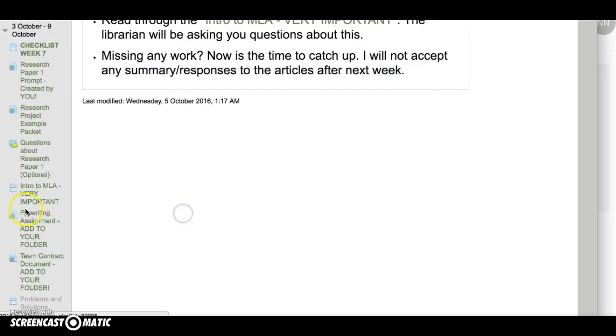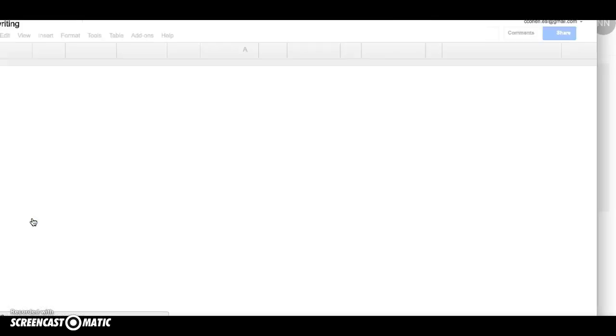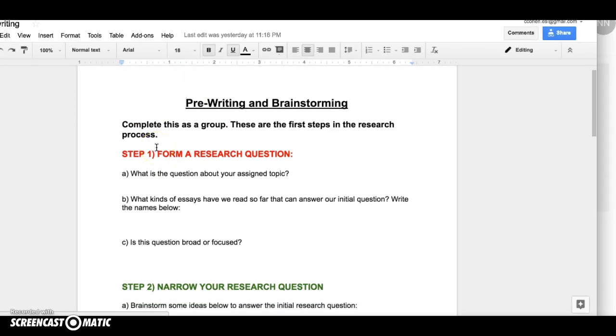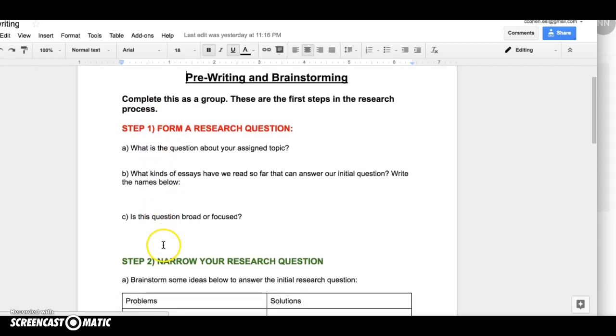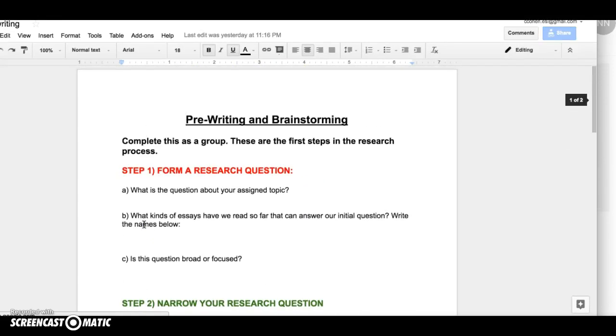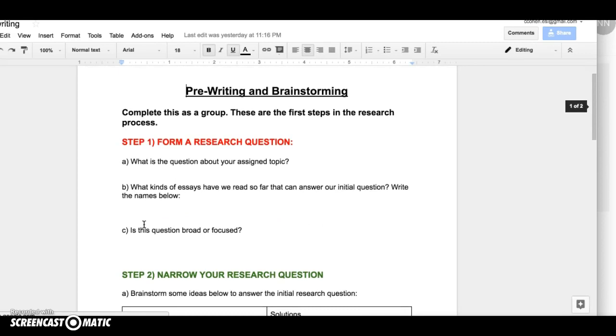Now let's look at what this pre-writing assignment entails. Okay, so as a group, answer these questions. As we talked about, pre-writing is the first step to the research process, and it involves organizing your ideas, brainstorming, coming up with some subtopics, thinking about the purpose of this paper and your audience. Okay? So the question, I will take you through the first few.